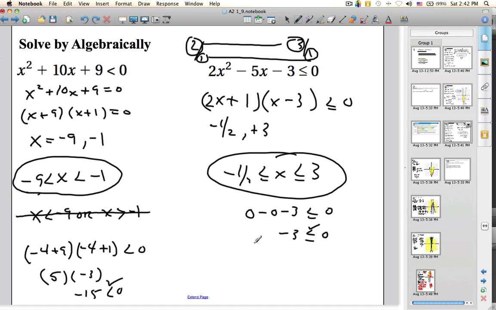The other alternative is that if this had failed, I would have had the opposite of this, which would have been x values that were less than or equal to negative 1/2, or x values that were greater than or equal to 3. Because this passed my test, I know that this is not the solution, but it was going to be this one or that one for sure.